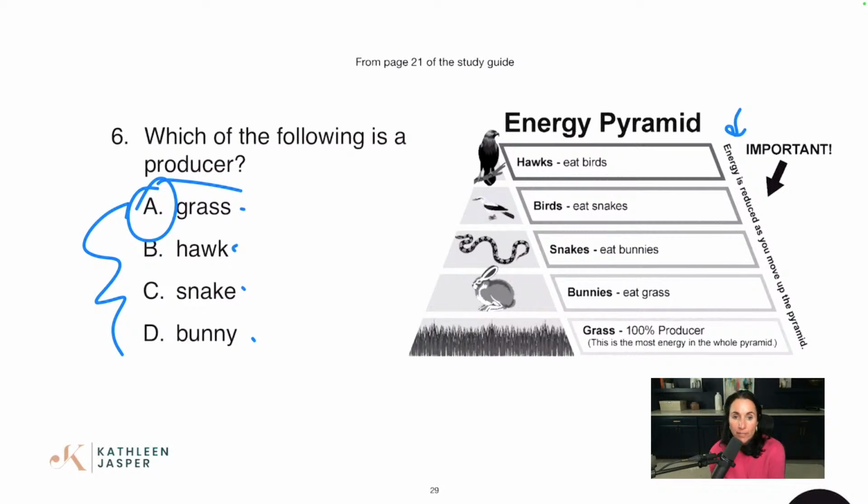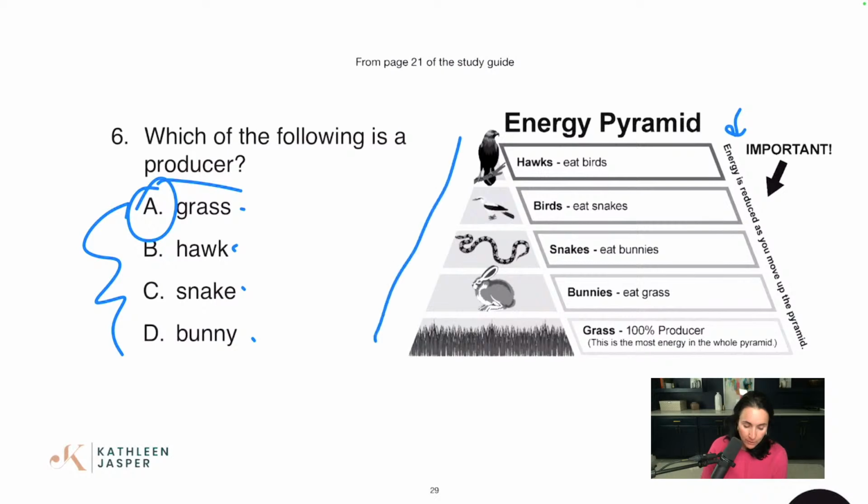So you can see here, if I were thinking like a test maker and I didn't have this little energy pyramid next to me, A stands out. I can only have one correct answer. There's one that stands out as a plant. The rest of them are animals. I would probably do that and move on. Use your think like a test maker strategies. All right, but let's have a look at this just so you know.